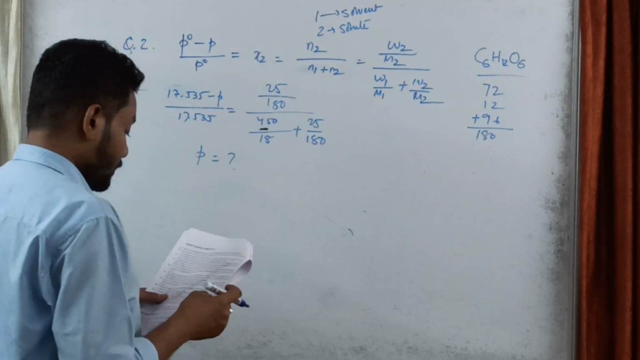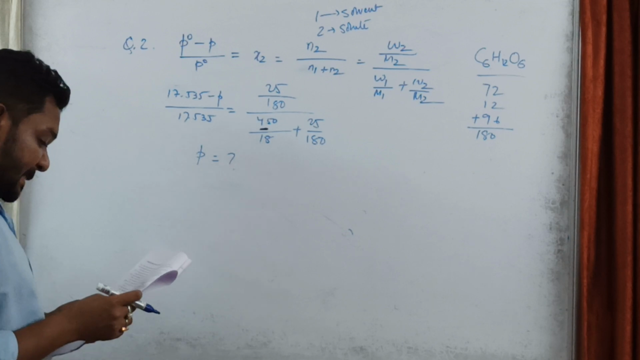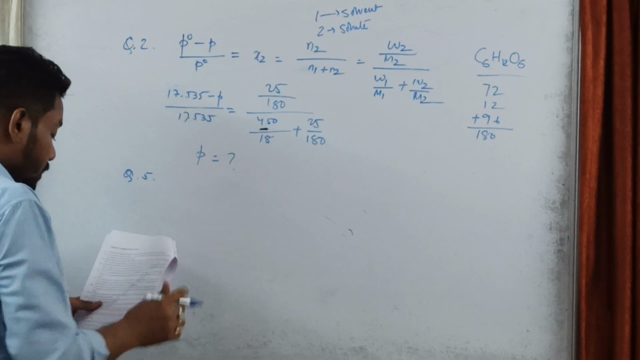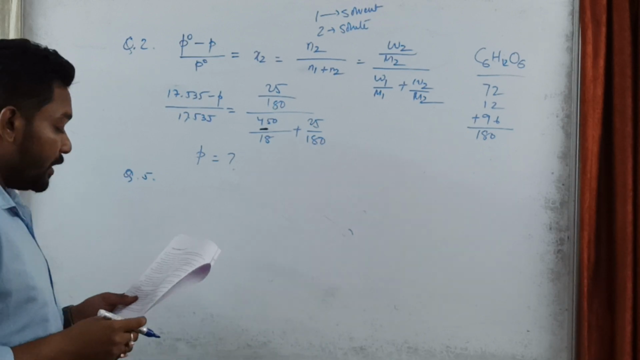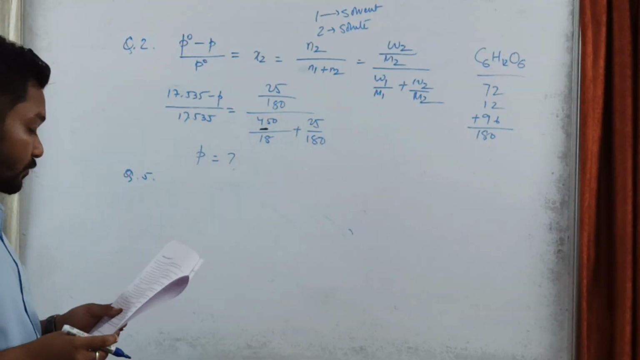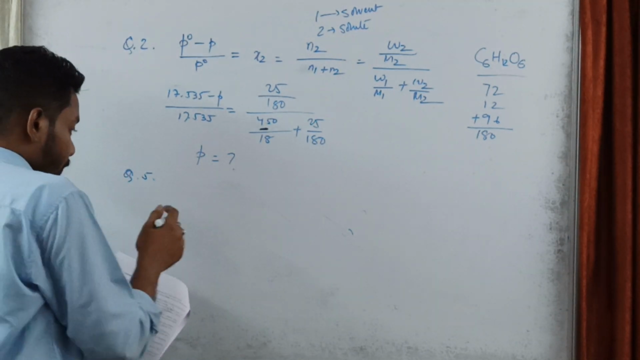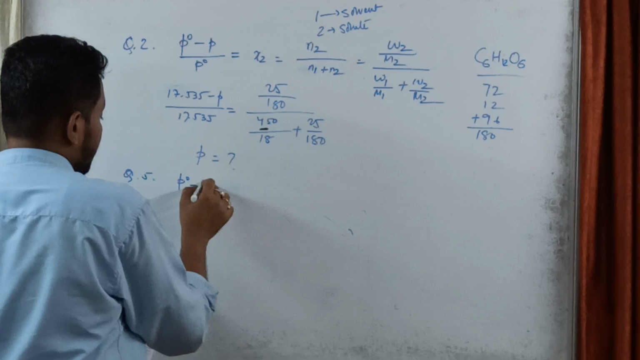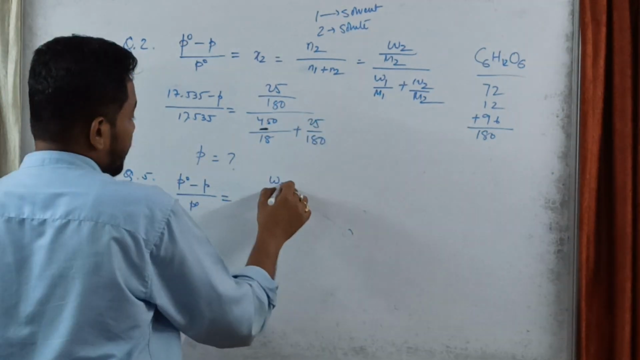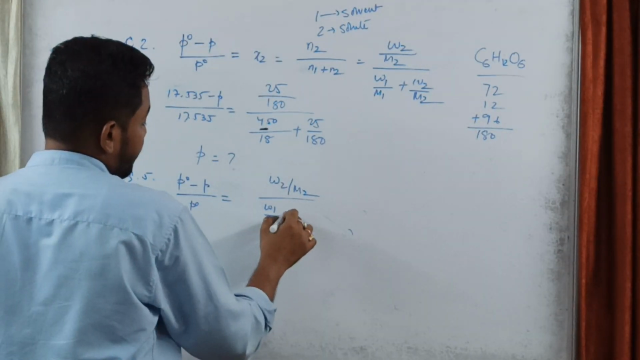Question number 3, similar type of problem. 4 also. Question number 5, very important. They are saying at 25 degrees Celsius the saturated vapor pressure of water is given. Find the saturated vapor pressure of the solution. Same problem. P0 minus P by P0, that is the equation you will write down: W2 by M2 divided by W1 by M1 plus W2 by M2.